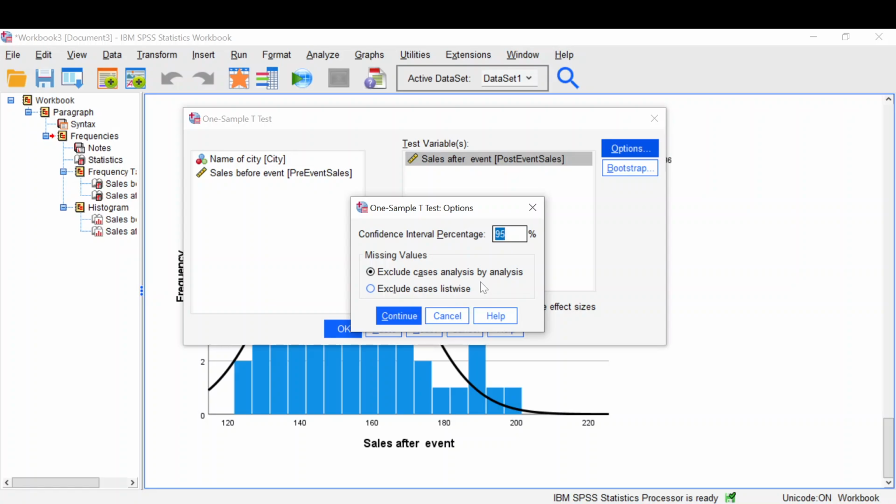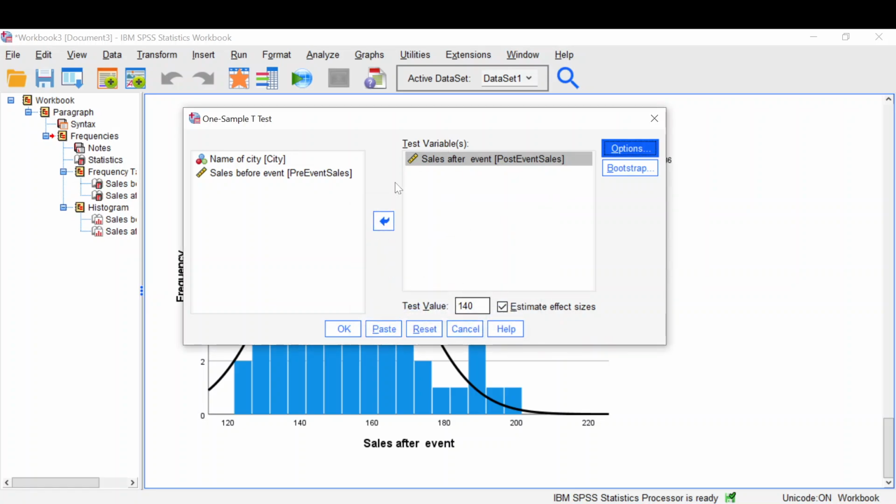In this case, we only have 3 variables. It's not a big deal. And as I said, we don't have any missing values. But when you're working with large data sets with many variables within them, it is important to make sure that you're not unnecessarily excluding invalid responses. And to do that, you exclude cases pairwise or analysis by analysis. And then you'll hit continue. Once we have everything set up, we can hit continue or OK.